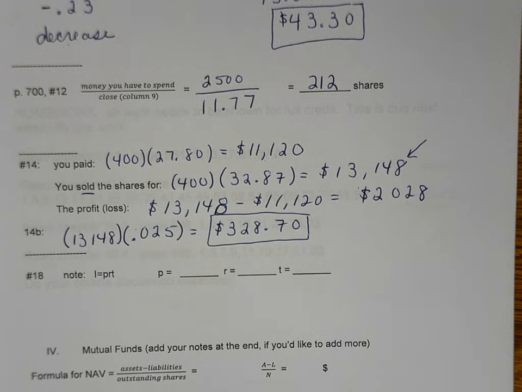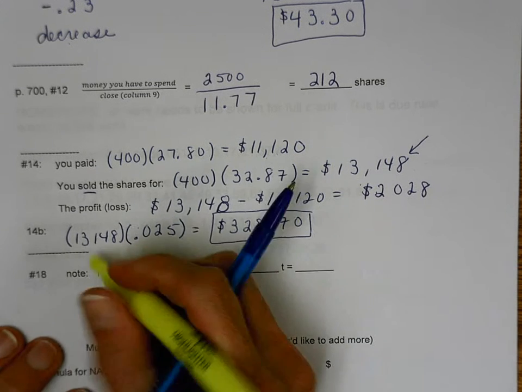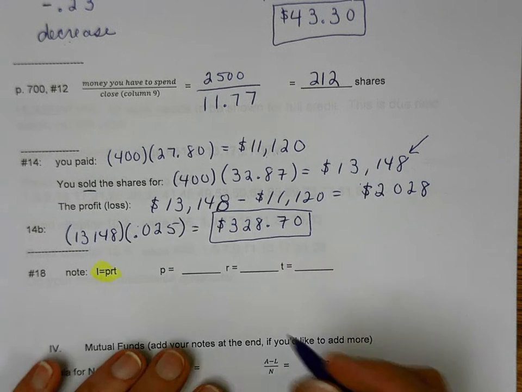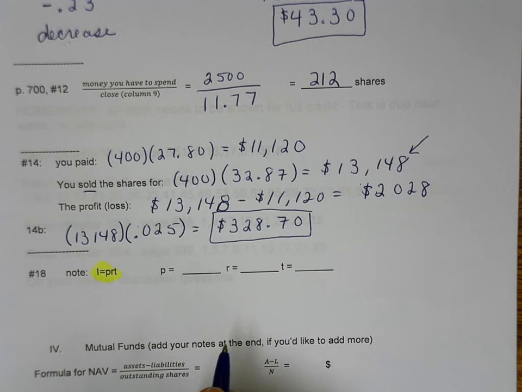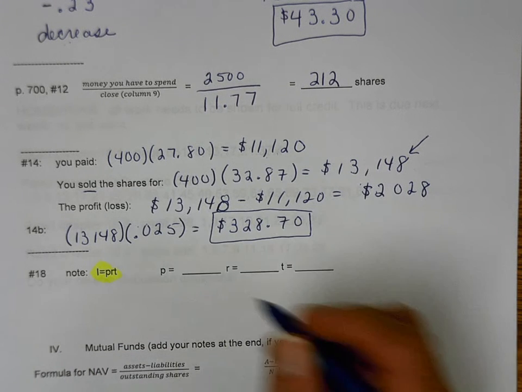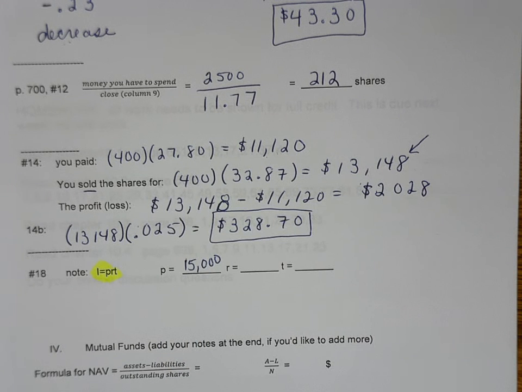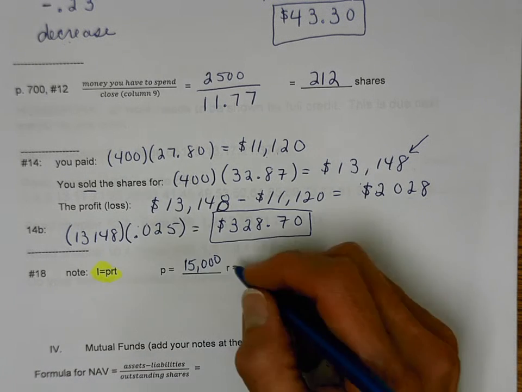All right, we're going to use our good old I equals PRT. Now our principal in a problem like this is how much the face value of your bond is. Okay, so we've got a bond here that is $15,000. Okay, I think I just read problem number 17. Sorry about that. We're doing 18. It's the same problem, different values. Okay. Now our rate is 3.75%. Please move your decimal 2 points to the left.